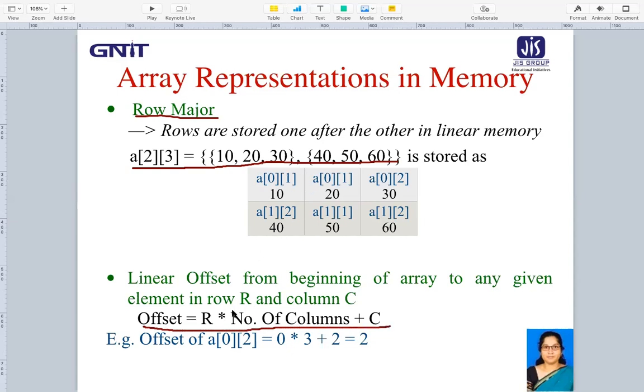So the formula is R. That is, if we want to find out, let us see this example, A02. We want to find out the offset. What is the offset? Offset is from the beginning of the array to the particular element. So we want to find out the offset for A02, that is, how far it is from the beginning of the array. So offset can also be defined like this: how far is an element from the beginning of the array?